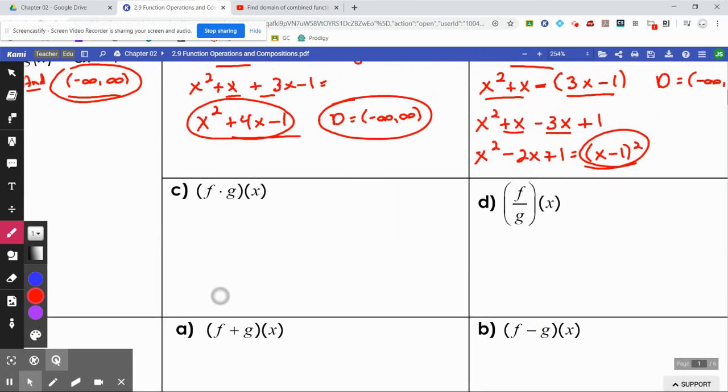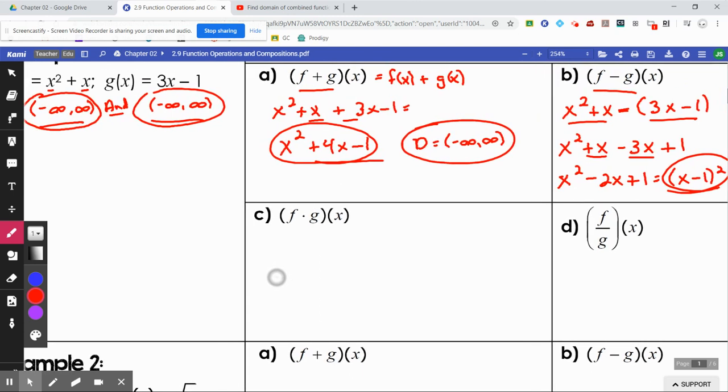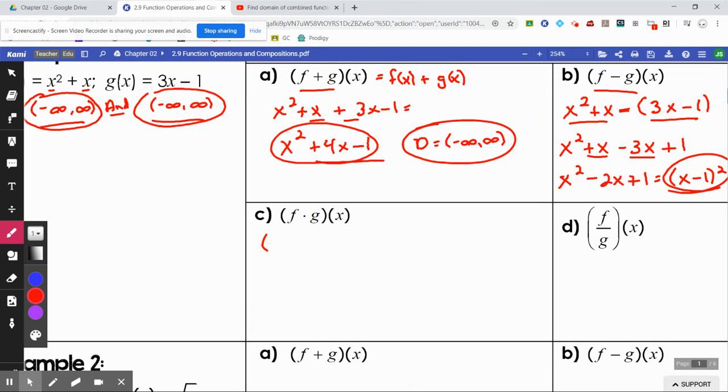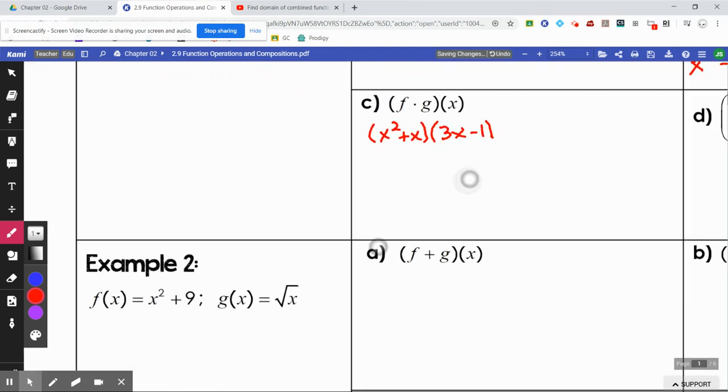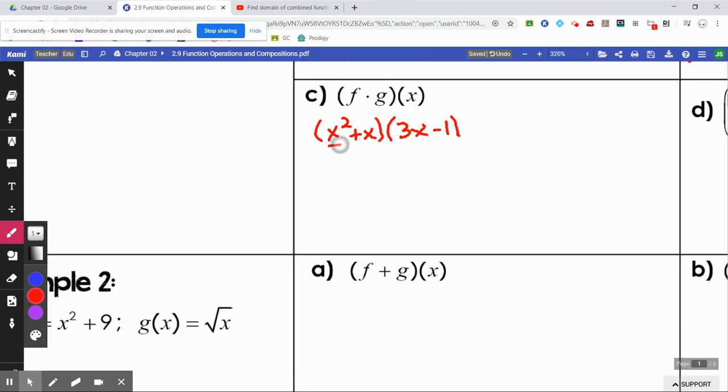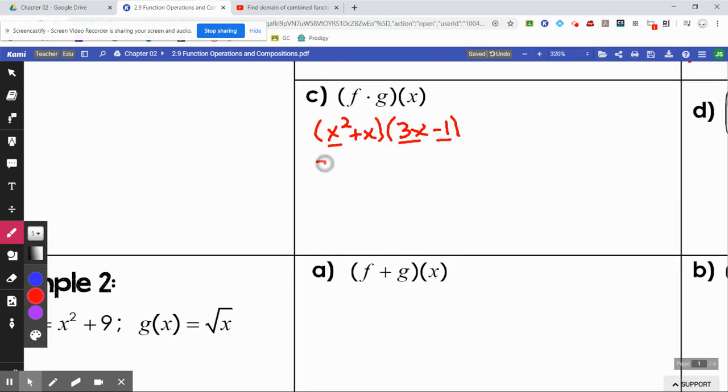Okay, C part, we're going to find f times g. So we are simply taking f, which is x squared plus x. We're going to multiply it times g, which is 3x minus 1. This is going to be simple distributive property. So we're going to take x squared, multiply it by both over here. That'd be 3x to the third minus x squared. We then take x and multiply it by both. That'll be plus 3x squared minus x. Combine our like terms, and you have 3x to the third plus 2x squared minus x.